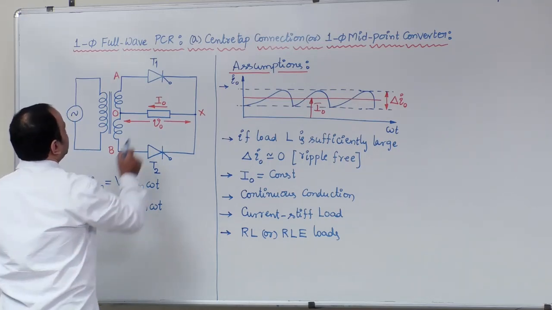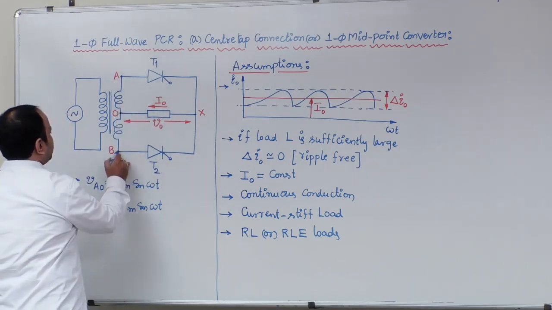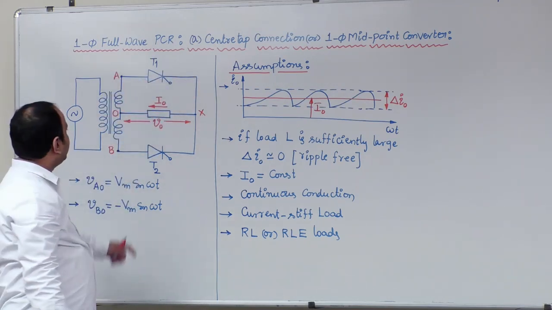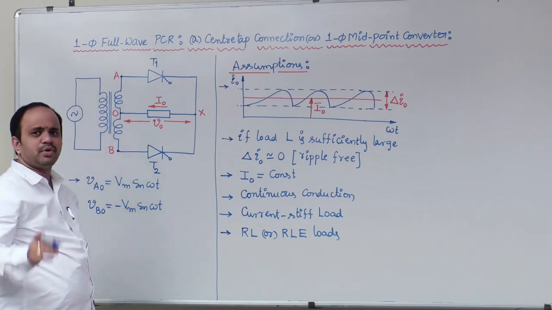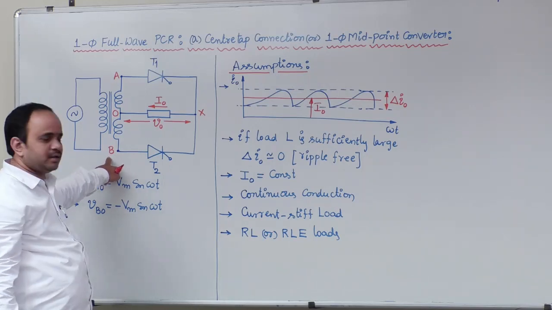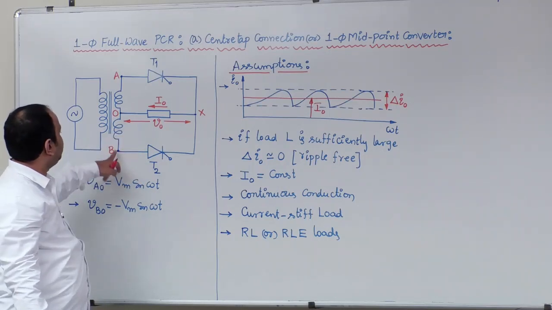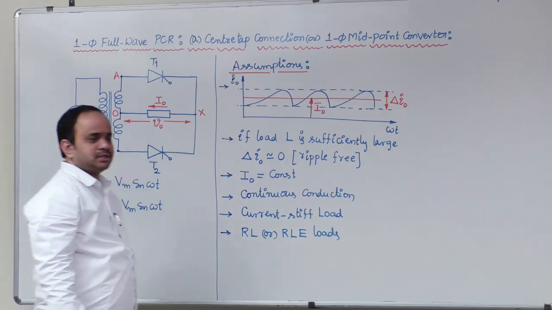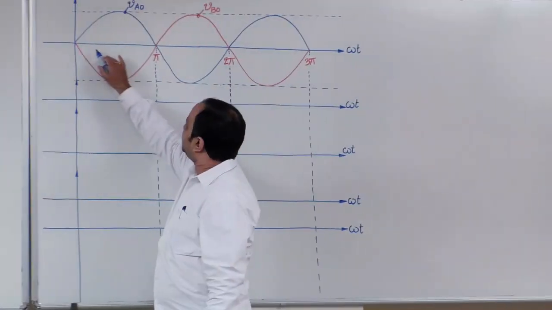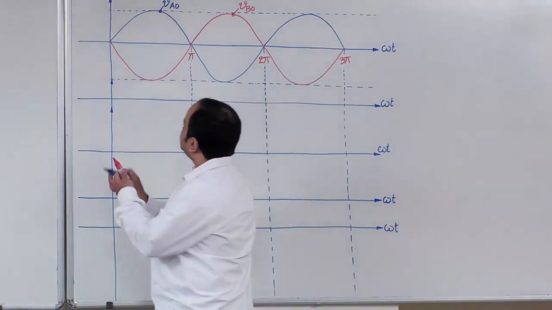Now see here, the T1 device is connected to source terminal A. Therefore, we can say T1 will be forward biased whenever VAO is more positive. As T2 is connected to source terminal B, we can say T2 will be forward biased whenever the source VBO is more positive. Now, if you look into the source voltage waveform, we can understand that VAO is more positive from 0 to pi.